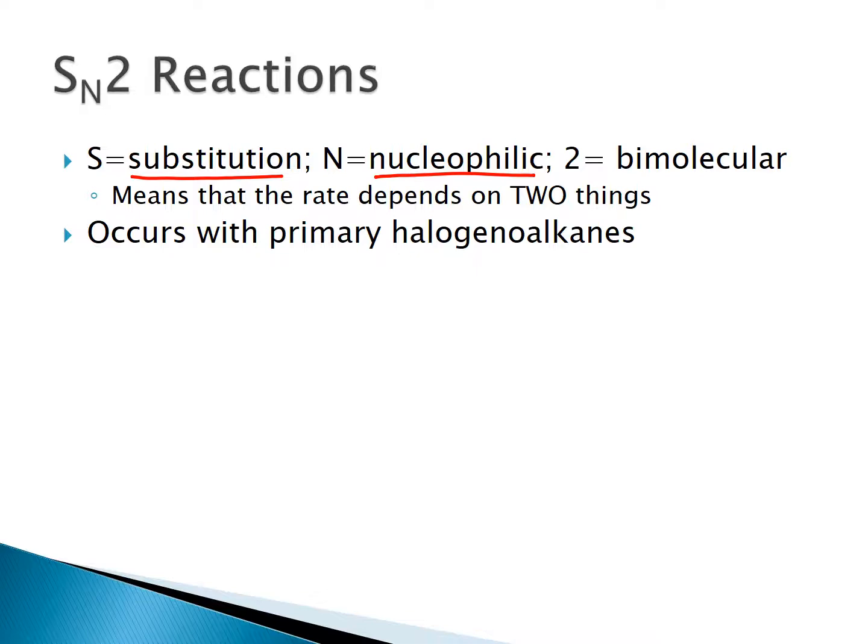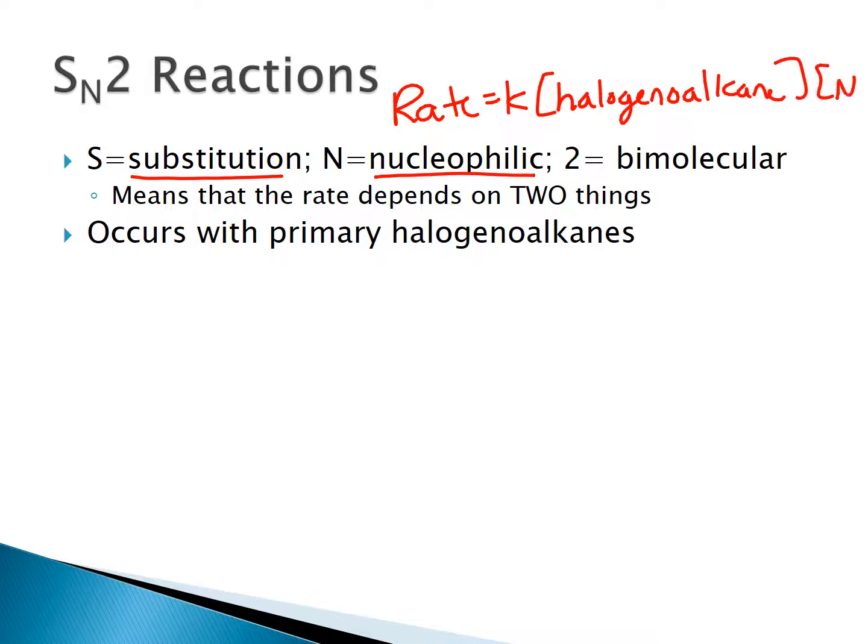Okay, so if we were to write a rate law for this, we would say rate equals k times the concentration of the halogenoalkane. That's a long word, isn't it? Times the concentration of the nucleophile, whatever that is. And this is going to occur with primary halogenoalkanes. There are 2 main reasons that SN2 happens with primary halogenoalkanes and not with tertiary.